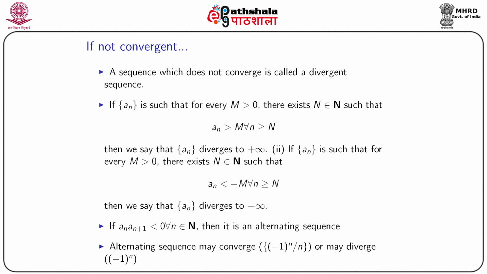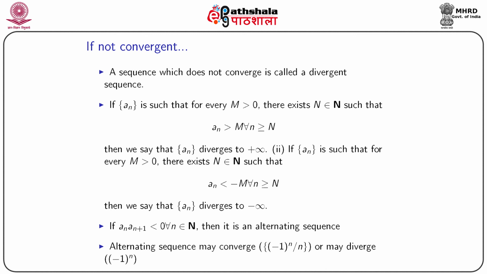What will happen if the sequence is not convergent? A sequence which doesn't converge is called a divergent sequence. And if a_n is such that for every M greater than 0 there exists some N belonging to the set of natural numbers such that a_n is greater than M for all n greater than or equal to N, then we say that a_n diverges to plus infinity. And if a_n is less than minus M for all n greater than or equal to N, then we say a_n diverges to minus infinity.